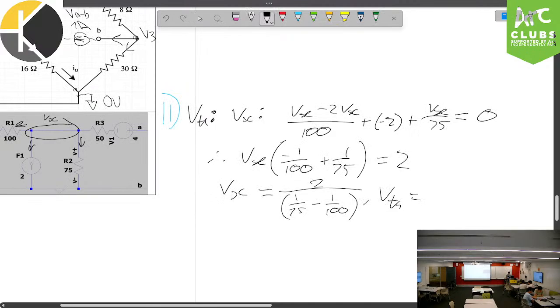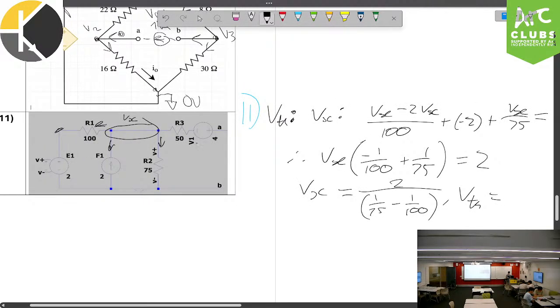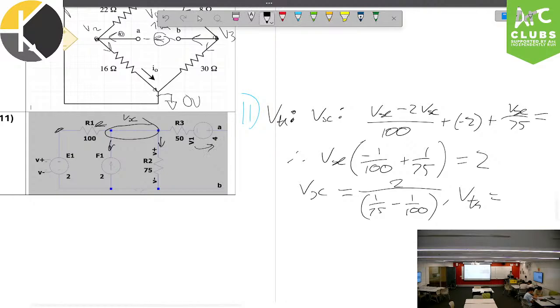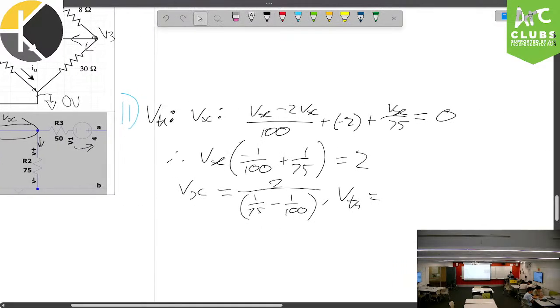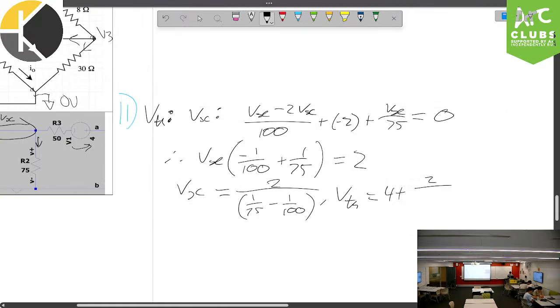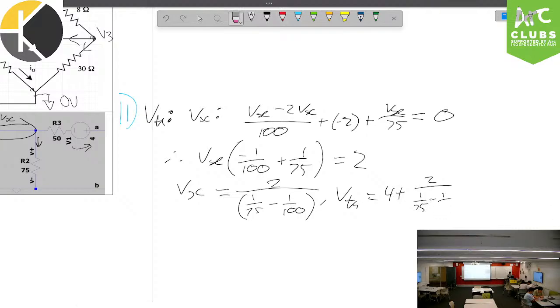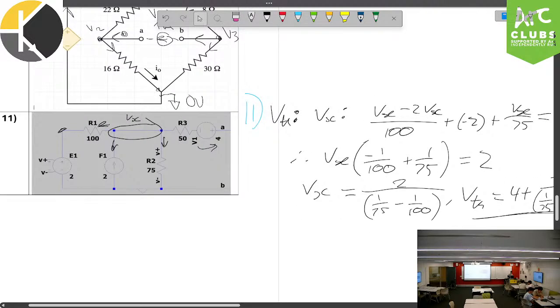Thevenin is, as we mentioned before, going to be 4 volts higher, right? There's a 4 volt jump over here. And so it's 4 plus 2 on 1 on 75 plus, sorry, not plus, minus. Let's rectify that. All right. Lovely stuff. That's Thevenin. Now, our Thevenin, dependent and independent, we need to find I short circuit.